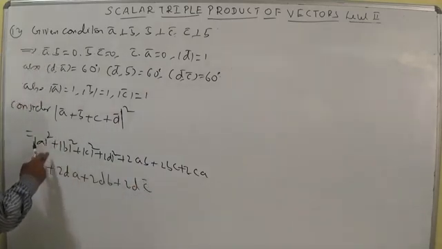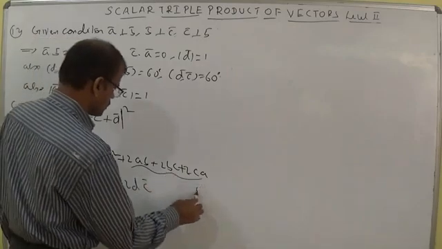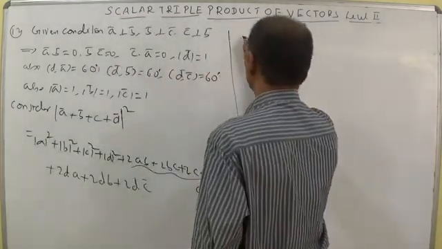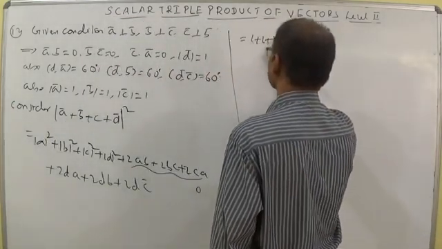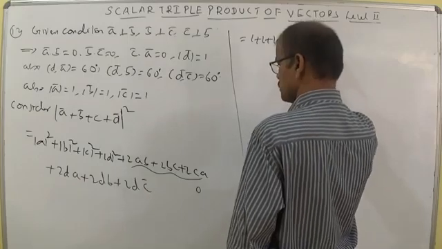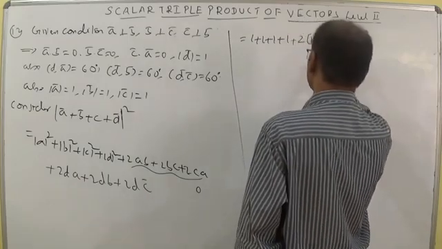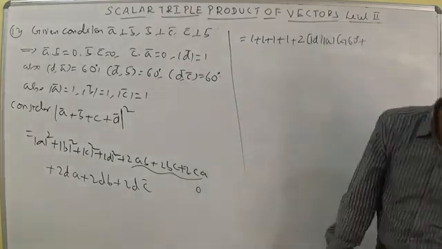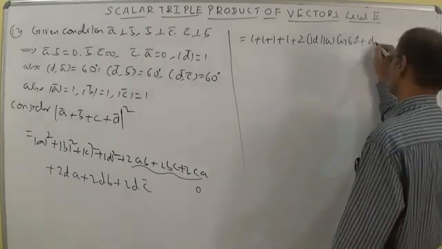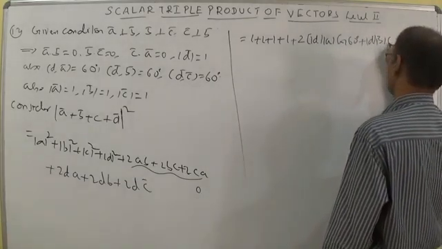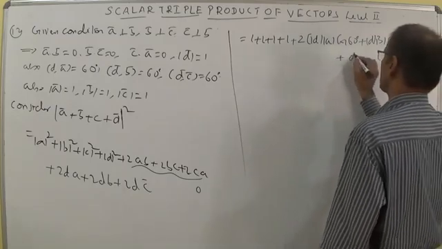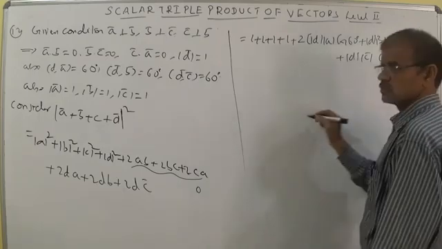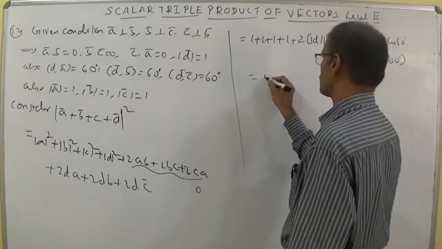A, B, C are mutually perpendicular, so those dot products are 0. DA, DB, DC you should write here. That is equal to mod A square, which is 1 plus 1 plus 1 plus 1, plus 2 into mod D into mod A into cos 60 degrees. Here also mod D into mod B into cos 60 degrees, and mod D into mod C into cos 60 degrees. So that is equal to 1 plus 1 plus 1 plus 1, total 4.